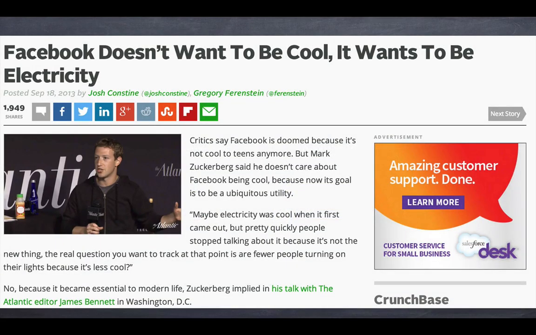Facebook, this is a great article from a couple years ago, but Facebook doesn't want to be cool. It wants to be electricity. It says critics say Facebook is doomed because it's not cool to teens anymore. But Mark Zuckerberg says he doesn't care about Facebook being cool because now its goal is to be a ubiquitous utility. Okay, think about it.